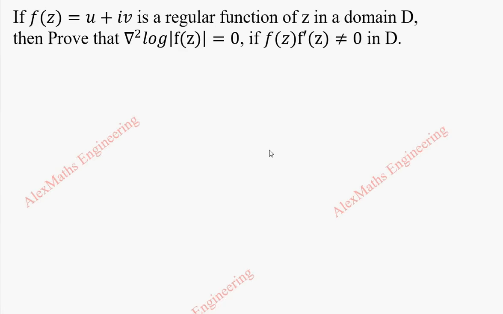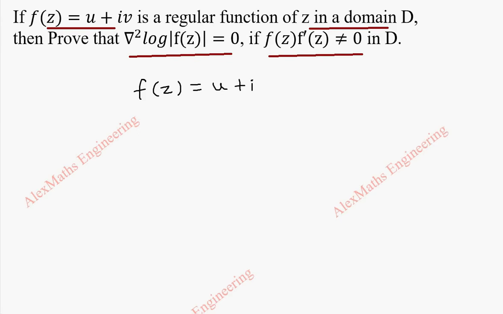In this problem they have given f(z) = u + iv is a regular function of z in a domain D, and we have to prove del square log of mod f(z) is equal to 0, and there is a condition: f(z) times f'(z) is not equal to 0 in D.